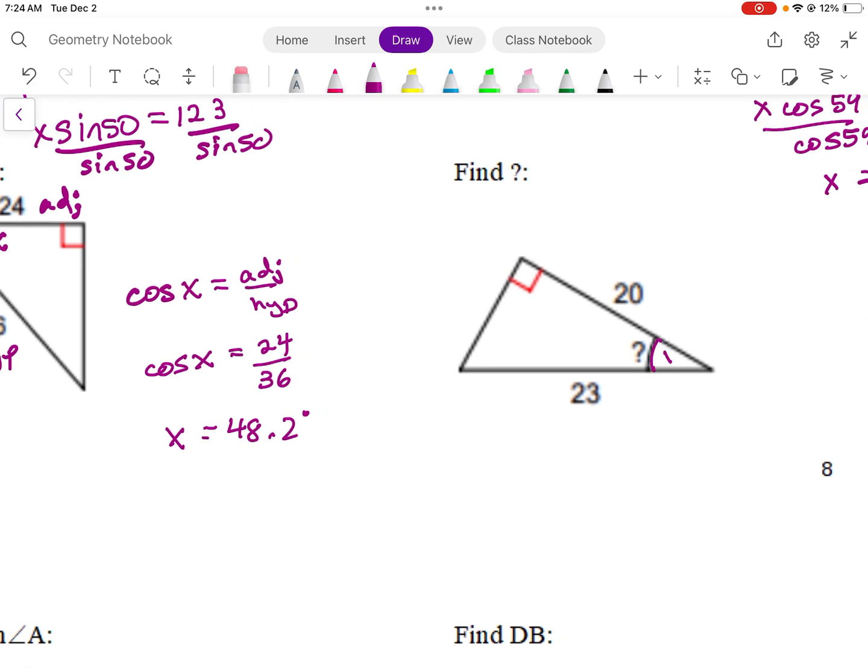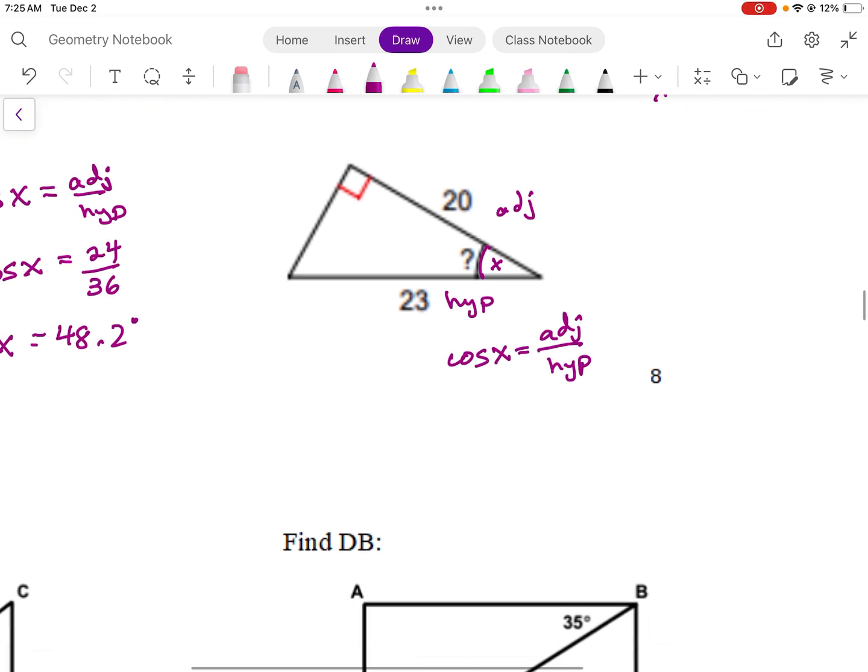All right, I'm going to call this x. This is my hypotenuse. This is my adjacent. So the cosine of x is adjacent over hypotenuse. So the cosine of x is equal to 20 over 23. So second cosine of 20 divided by 23 equals x equals 29.6 degrees.